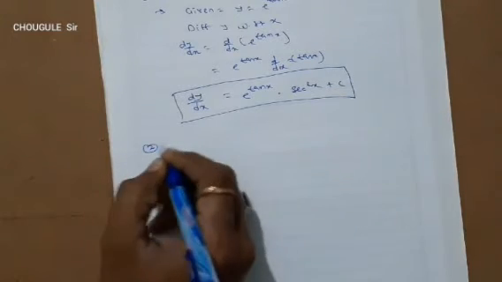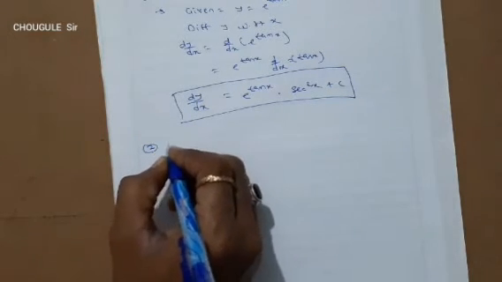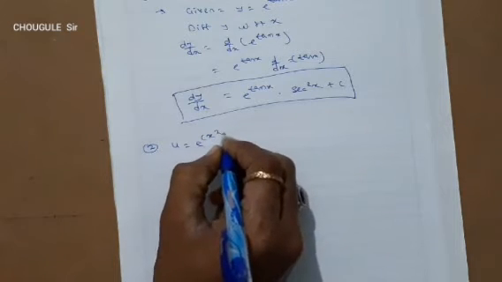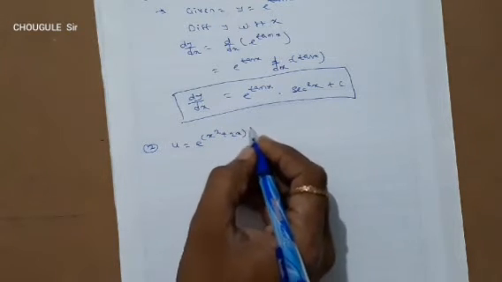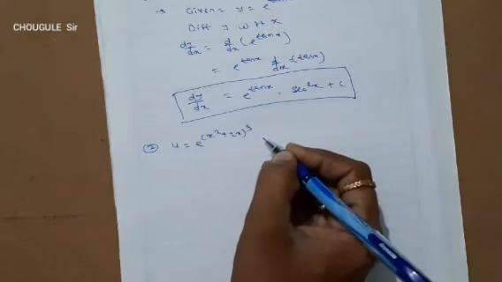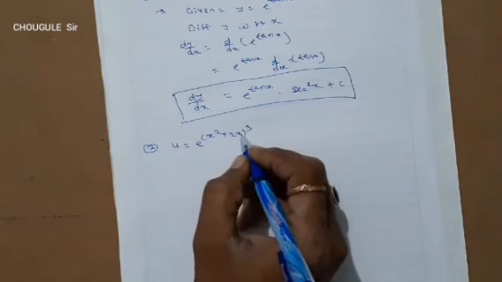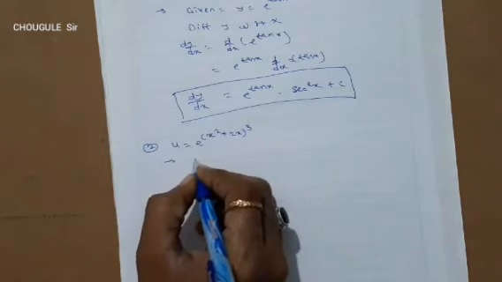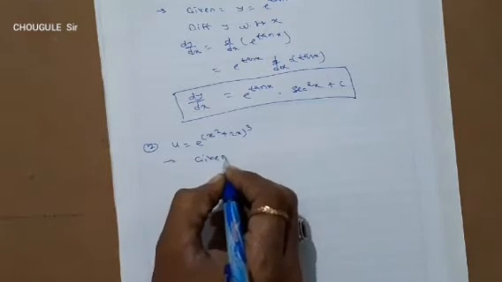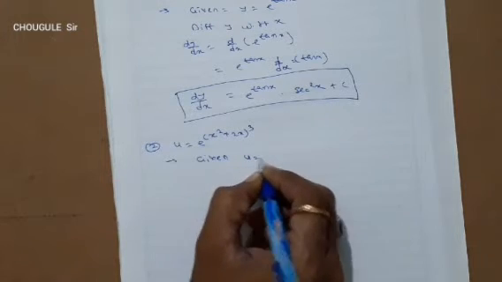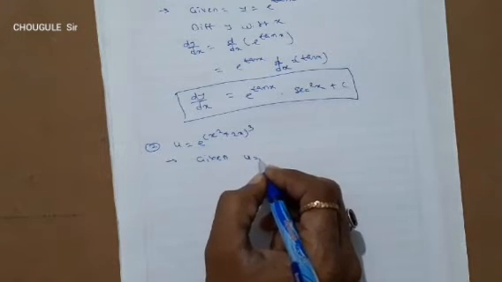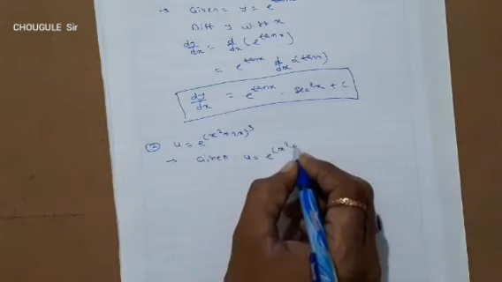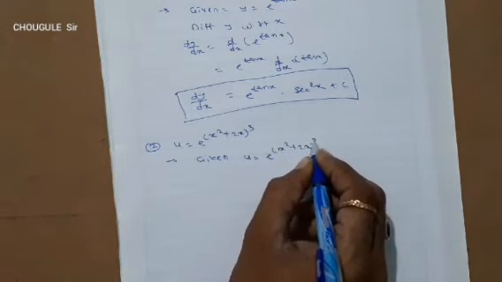The second example we can see: u is equal to e to the power x square plus 2x to the power 3. By using the formula based approach we can solve it. We know, in the first step, given u is equal to e to the power x square plus 2x to the power 3.